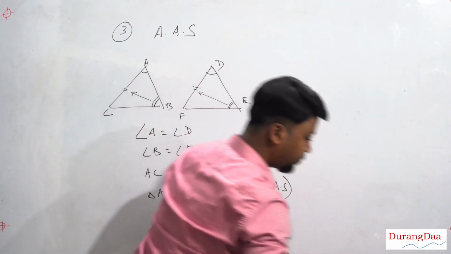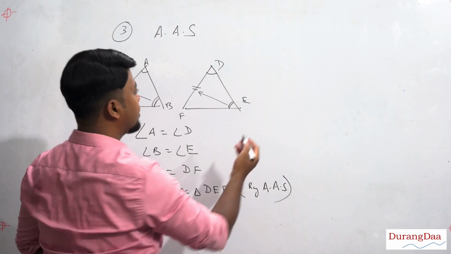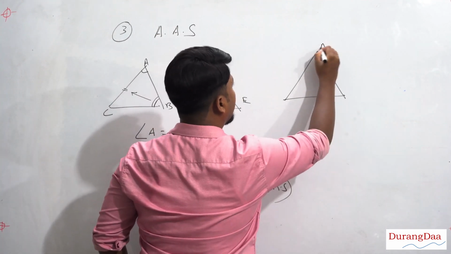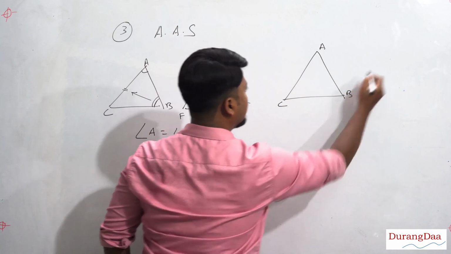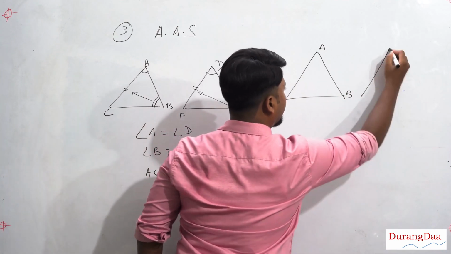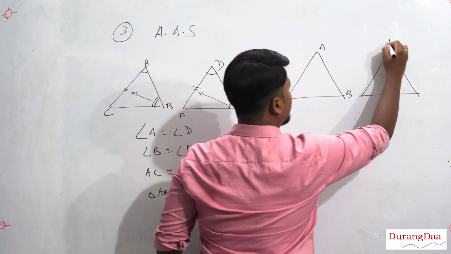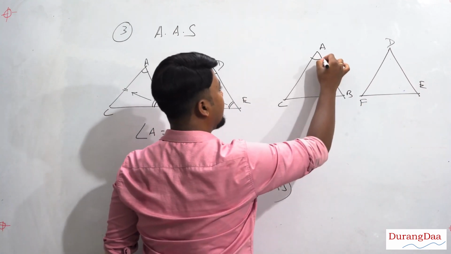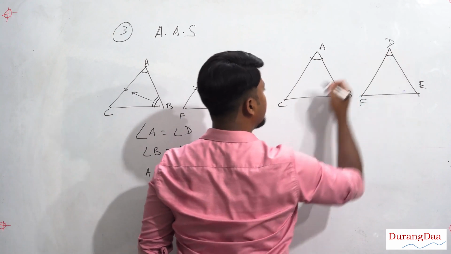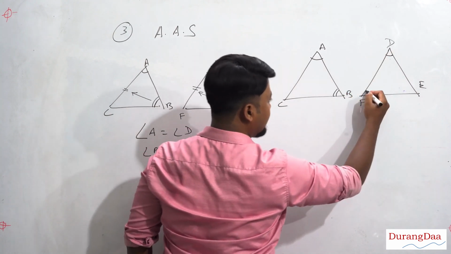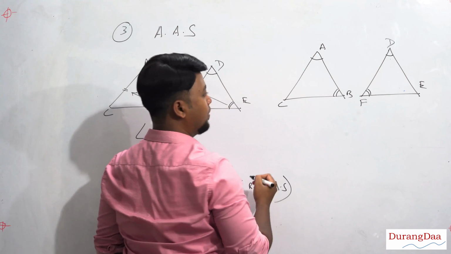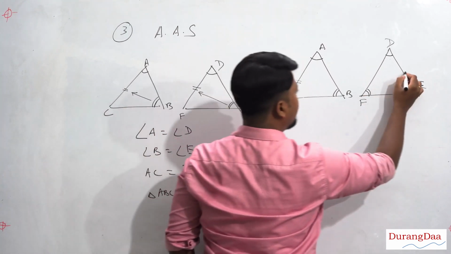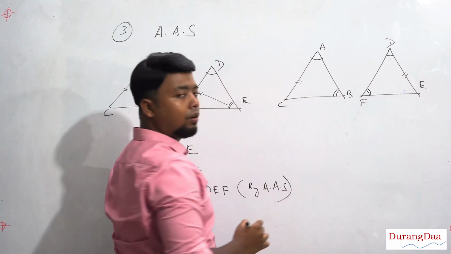Now, one more thing you have to be careful about. Suppose the figure, same question, but the figure was something like this: A, B, C, another one D, E, F. Angle A equals angle D, angle B, if it is given, equal to angle F, and AC equal to DE.